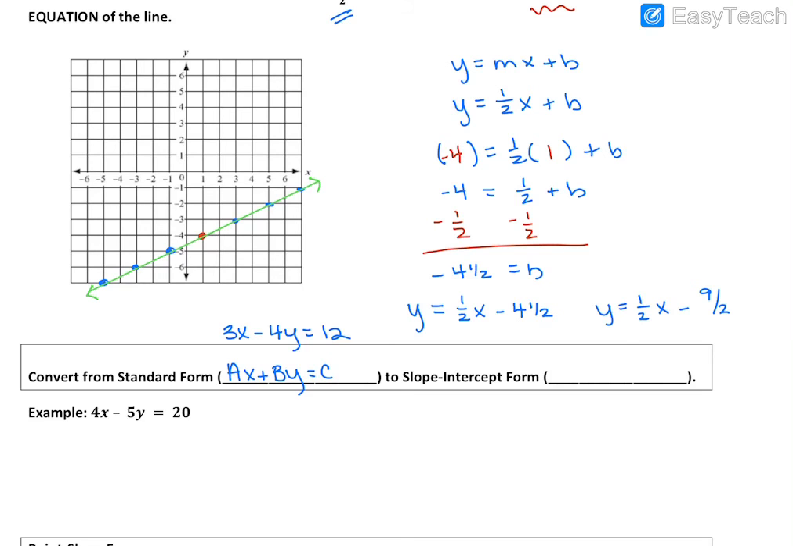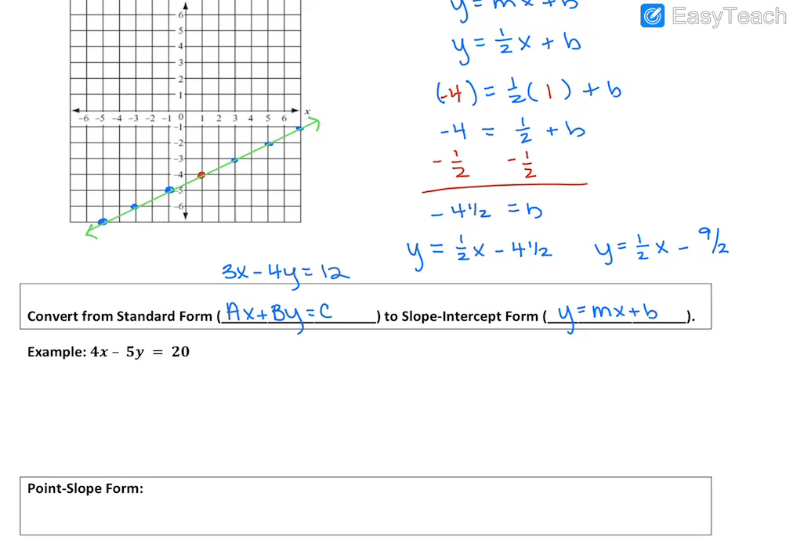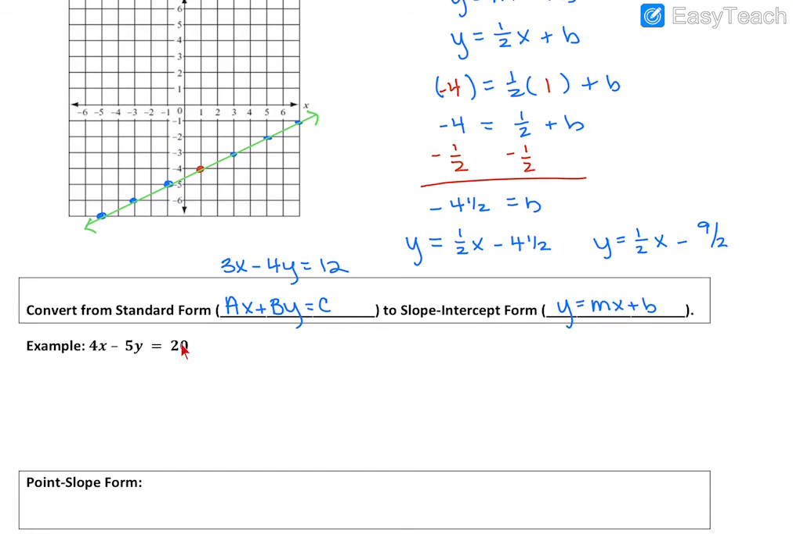And slope-intercept form that we're going to try to convert to is y equals mx plus b. So we're going to have to try and get y alone. So we're going to have to get this term by itself and then divide everything by b. So this is an example of slope-intercept form.